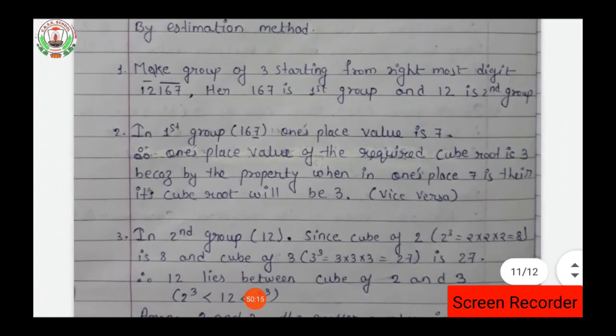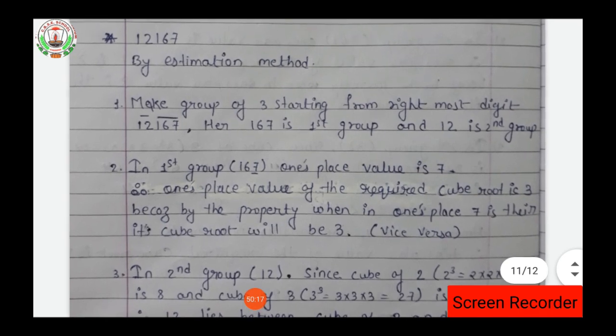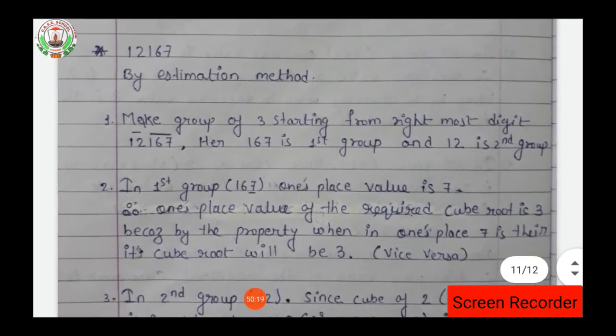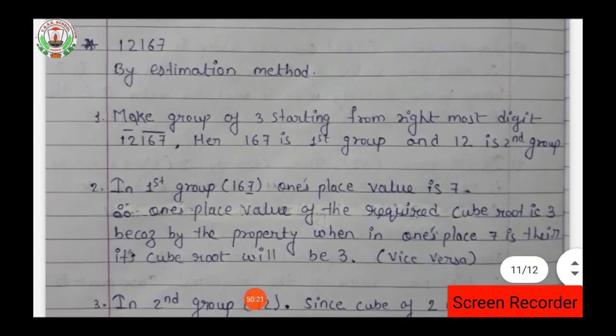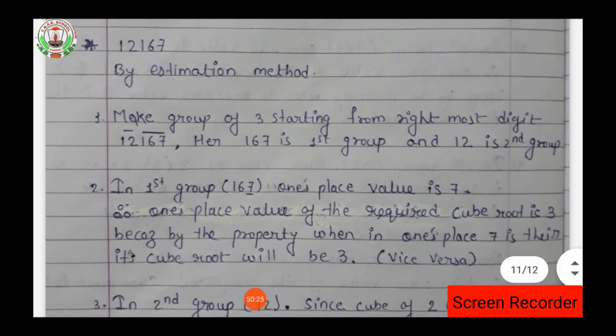Again the last part of the question is estimation. So making the pair of the three numbers, 167 is the first pair and 12 is the second pair. So 167 is the first pair, and what is the place value of ones in that? 7. 7 is the place value of ones.